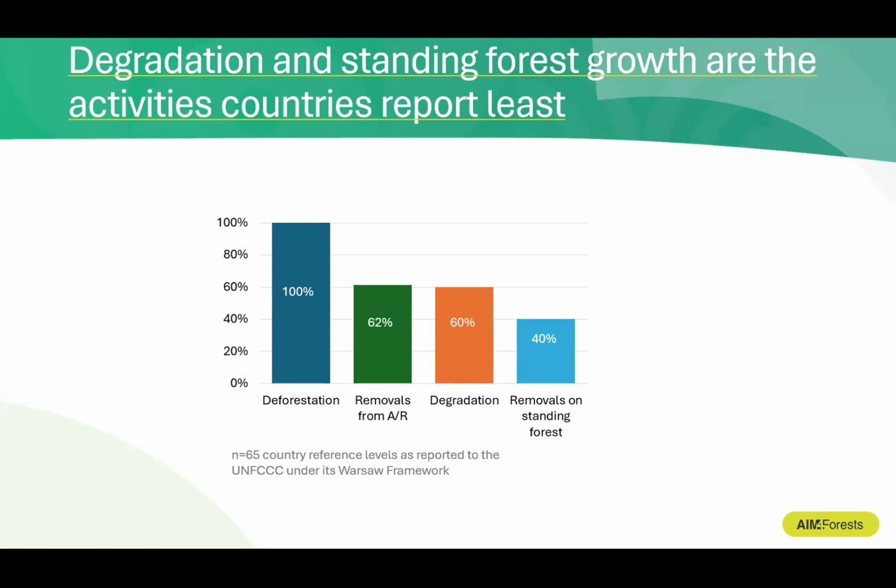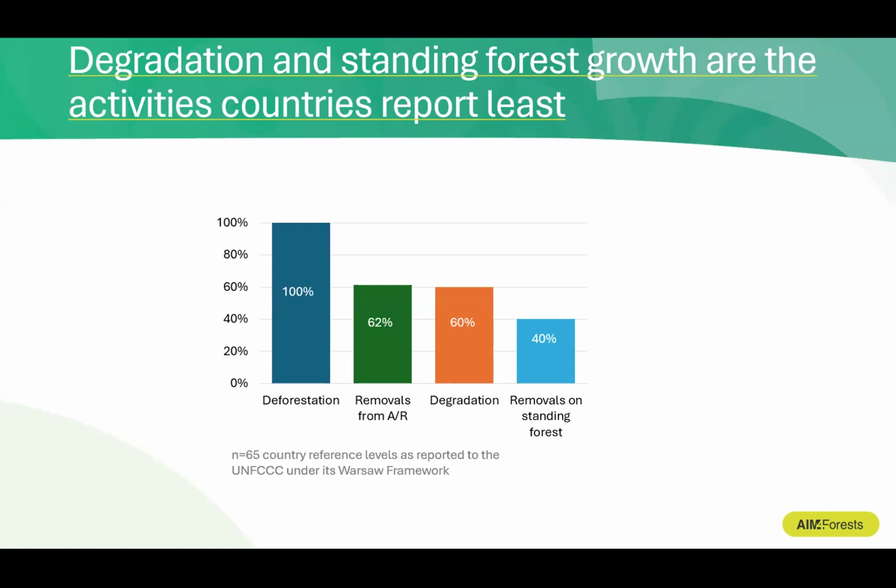Second place is removals from tree planting. AR stands for afforestation, reforestation. It means tree planting, simplifying things. But the topic of this presentation is the orange and the blue. That's degradation and removals on standing forests. Those are the ones that are slightly less included by countries in their reporting.